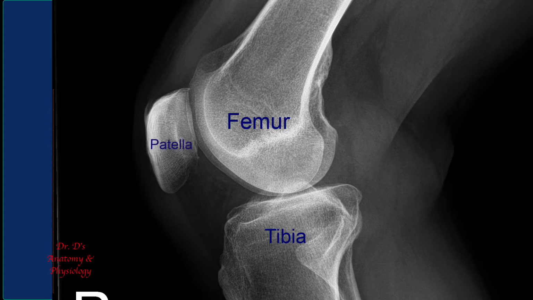Here you have the patella. It has a smooth articular surface on the posterior side, which will glide over the patella surface of the femur as you flex and extend the leg at the knee joint. The patella is an atypical sesamoid bone, which is a bone that forms in the tendon of a muscle.